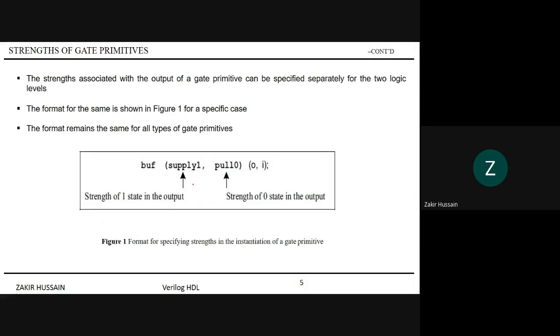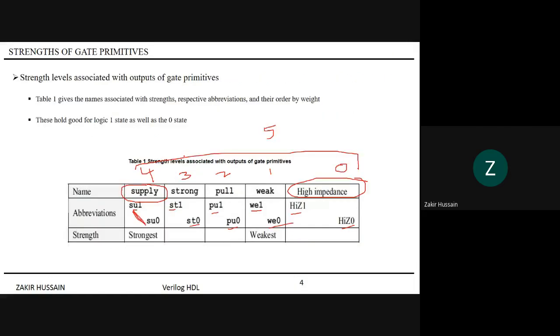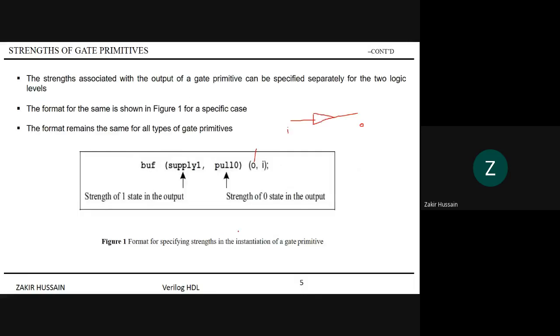Now, how do we represent the strength? In this case, this is the output, your buffer. You represent this buffer like this, and you have some input here, I, and you have some output, O. Now in this case, if you see, strength of one state in the output, if you go back to this table here, supply 1, meaning this one, and full 0, if you come here, it is full 0. Whenever this I is 1, the strength is dictated by this one. When this is 0, strength is dictated by this one.